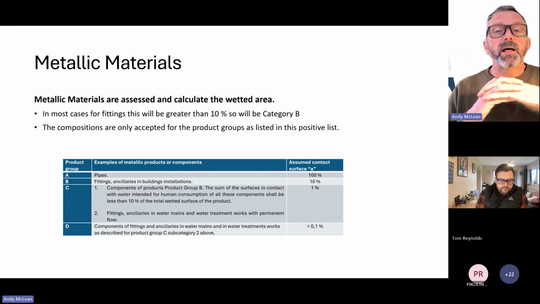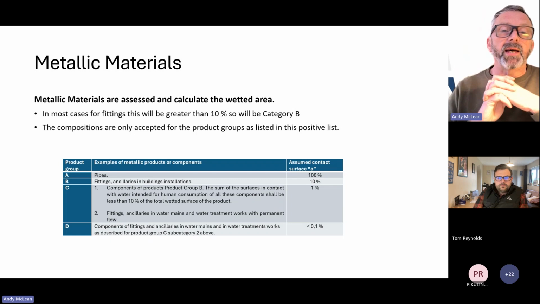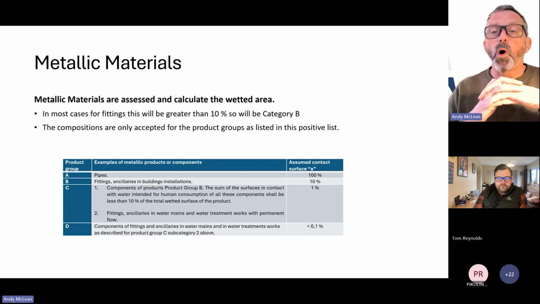And in our case, for metallic materials, obviously it's going to be greater than 10%. So it fits into category B. And you can see B there is fittings, ancillaries in buildings, in installations. So I think we sit quite comfortably in that, but there is C1. So some of those components may be metallic and may sit in C1. So components of product group B, and the sum of the surfaces in contact is less than 10%.